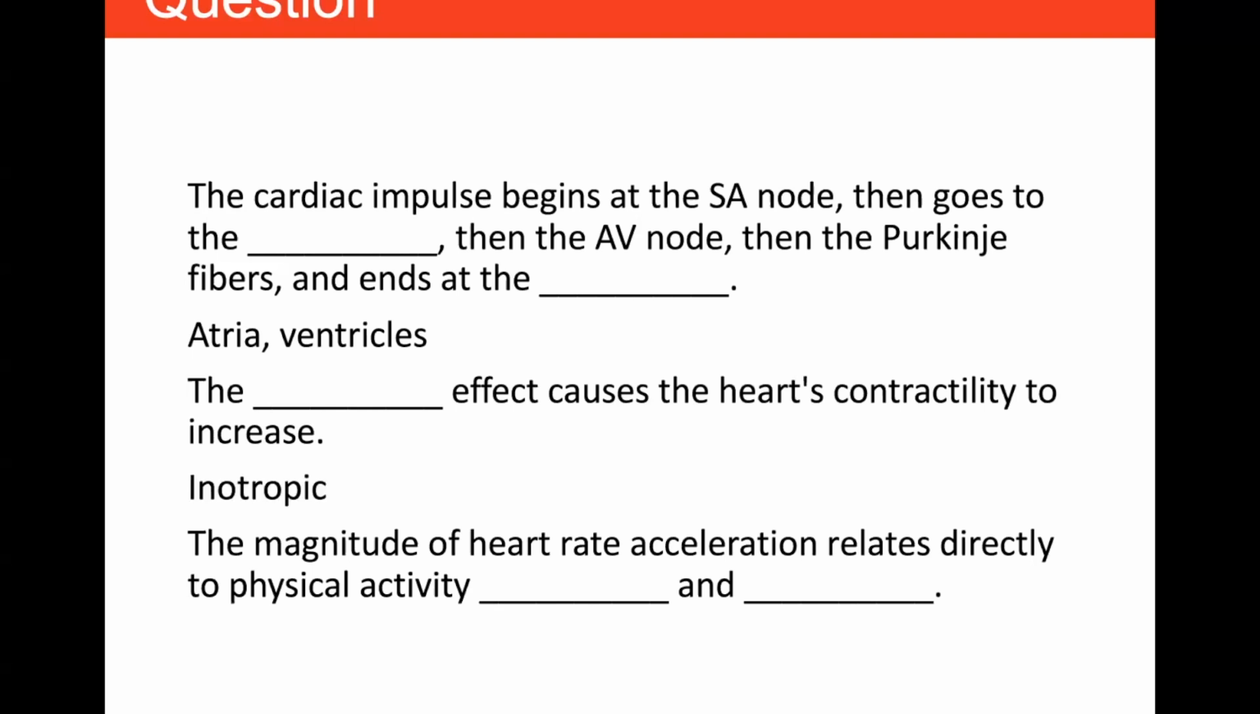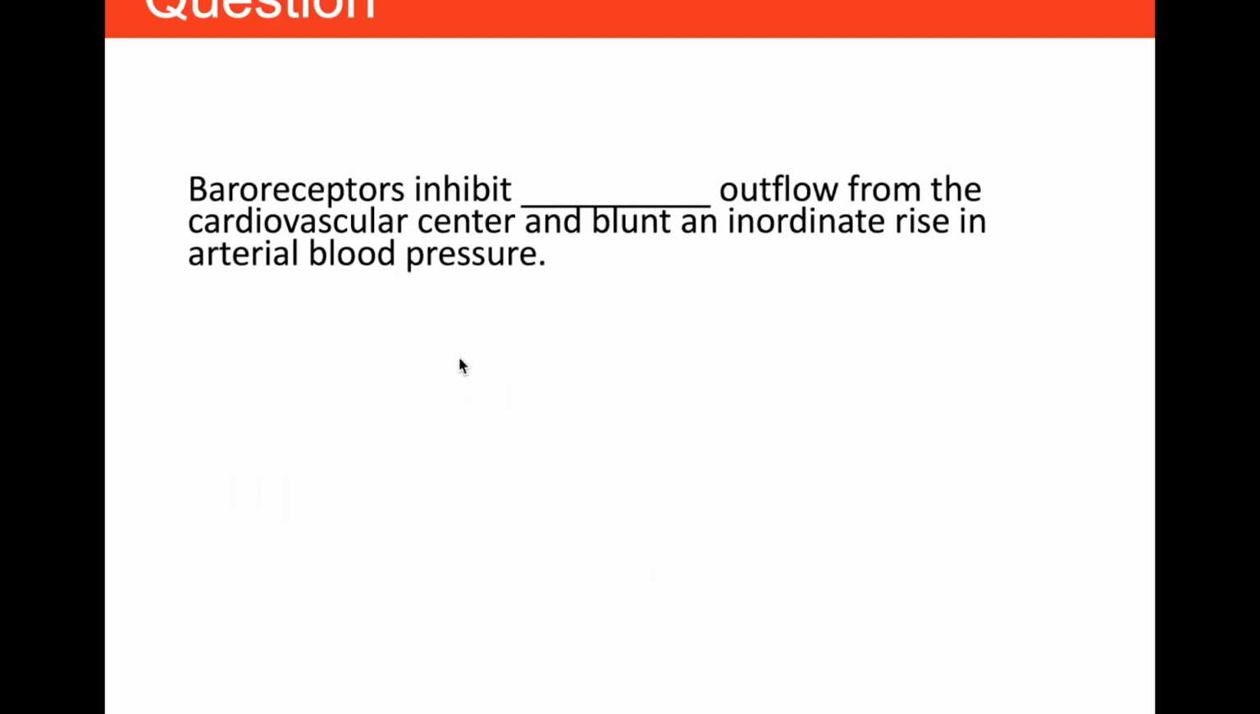Magnitude of heart rate acceleration relates directly to physical activity. What properties of physical activity? And this is stuff that we reviewed in the first few lectures. And this is simply exercise intensity and exercise duration. But now we know what it does in terms of heart. It certainly accelerates things up.